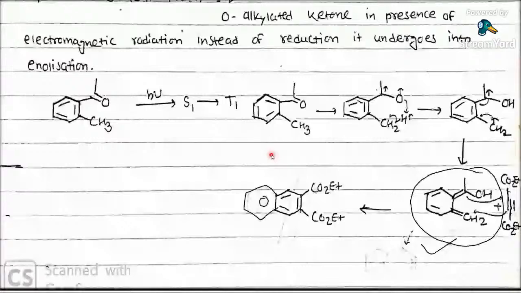Now the next reaction is the ortho-alkylated ketone. We have already seen in this reaction, the photoreduction of ketones and aldehydes, that if the radical group is stabilizing, then it will give you the diol. And if this group is radical destabilizing, then it will give you the secondary alcohol.